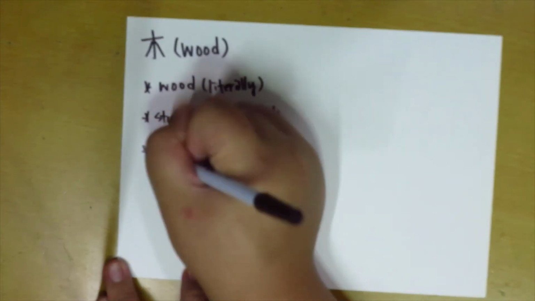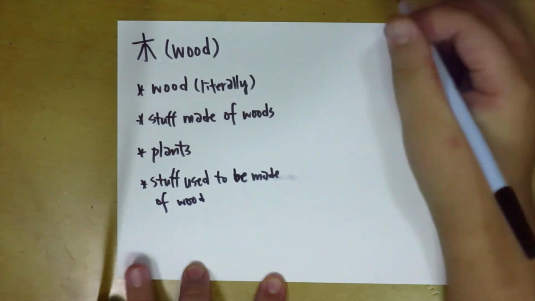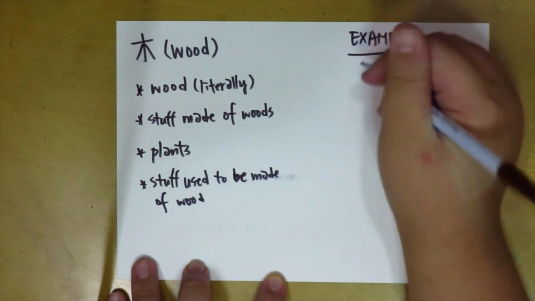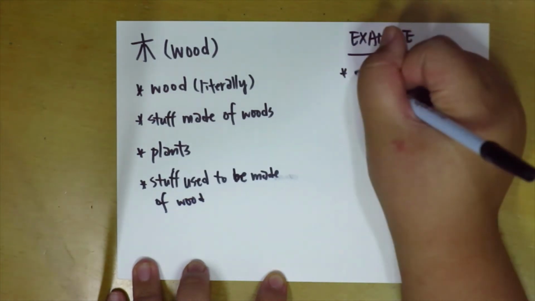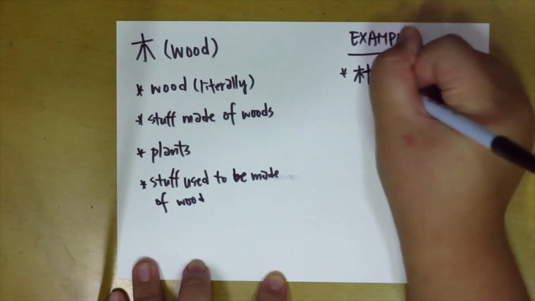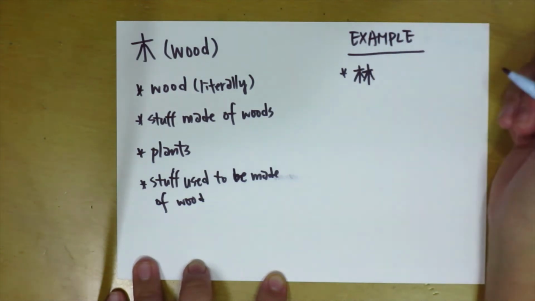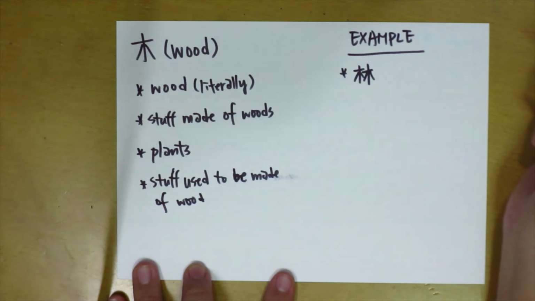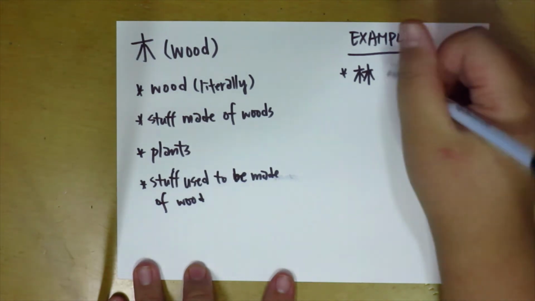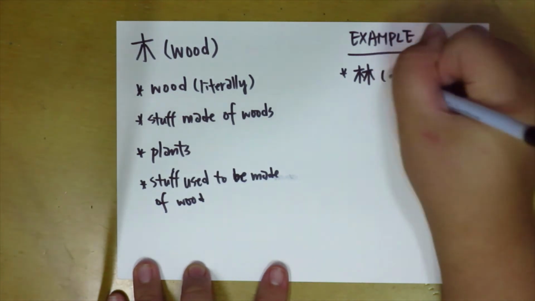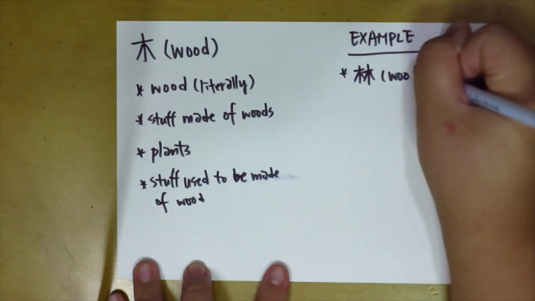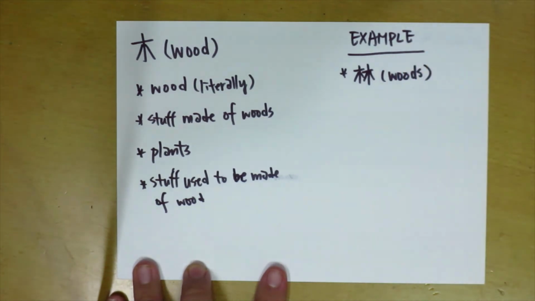And also plants. Example. The first one is quite easy: long. Two woods make a wood. Does that make sense? This one is actually woods in English, like forest, but not really because forest has more trees.